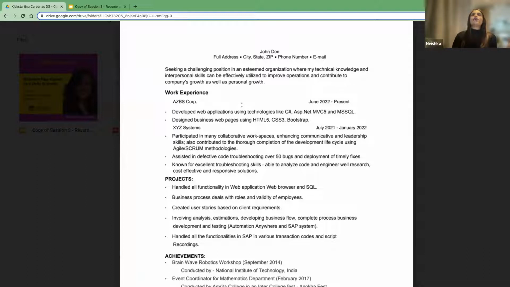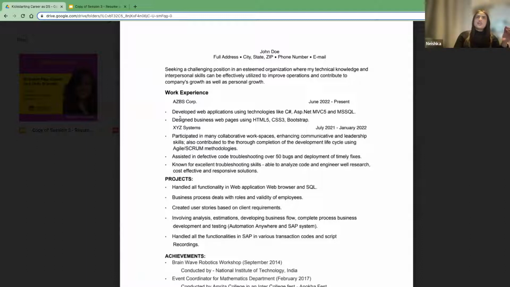Yes. The other thing is work experience. If you see, it's not properly structured. I really can't understand. These are the two company names, but I really cannot understand where this started, where this ended. So that's one thing. It's not well structured. That is the first thing.